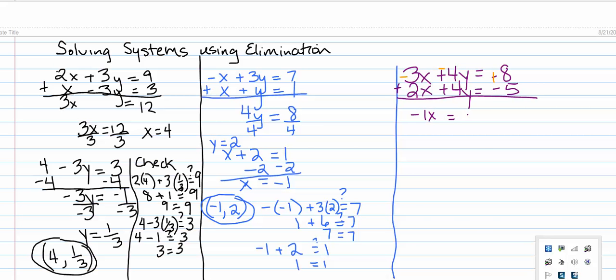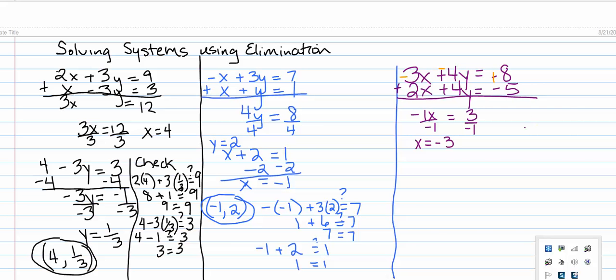Now over here, I don't want to know what negative x is, though. I want to know what positive x is. So I'm going to divide both sides by negative 1, and I find out that x equals negative 3. We'll leave that for where we're going to check. So down here, x equals negative 3.